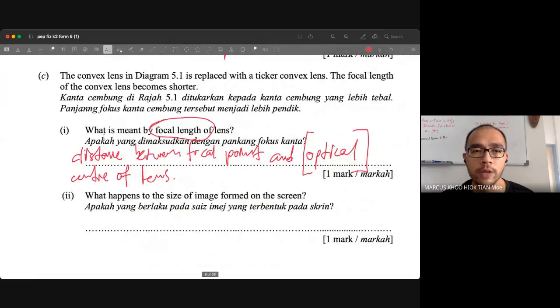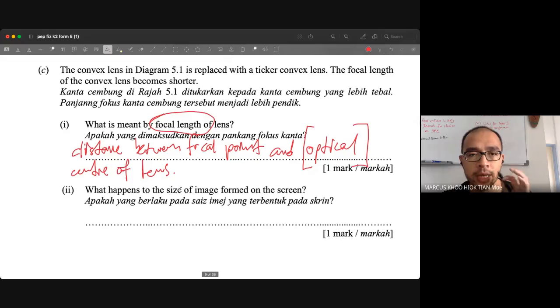Definition of focal length of the lens is this. Tidak boleh berubah. Distance between focal point and optical center. For those of you yang dapat ini betul, tolong perbaiki jawapan kamu dengan menambah perkataan optical center. Be as precise as you can, because we don't know macam mana longgar the pemarkahan is.